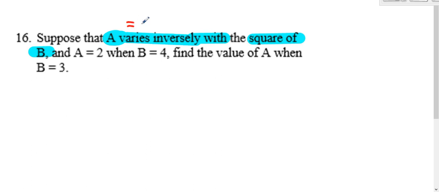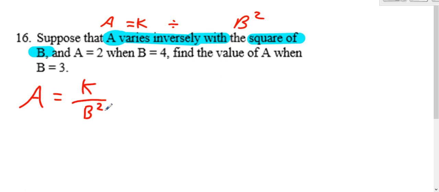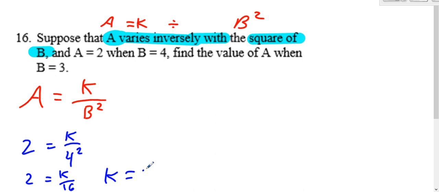Varies means equals k. Inversely means divide. Square of b means b squared. And we're talking about a on the other side. So our equation, a equals k divided by b squared. Plug in what we know. A is 2 when b is 4. 4 squared. So that's 2 equals k over 16. So k equals 32.